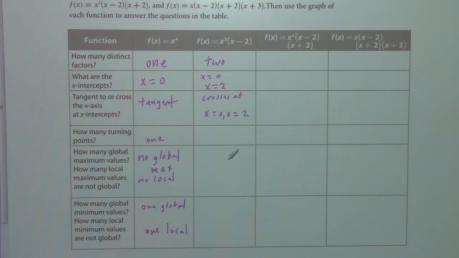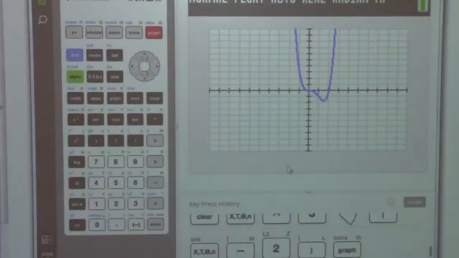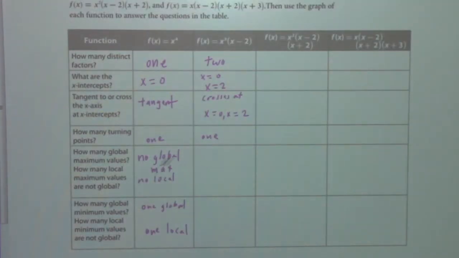How many turning points? Yeah, 1 turning point. Not a turning point here, but a turning point here. Okay, how many global maximum values? None. Okay, none either. Okay, well, how many global minimum values? One global, and also one local, right?